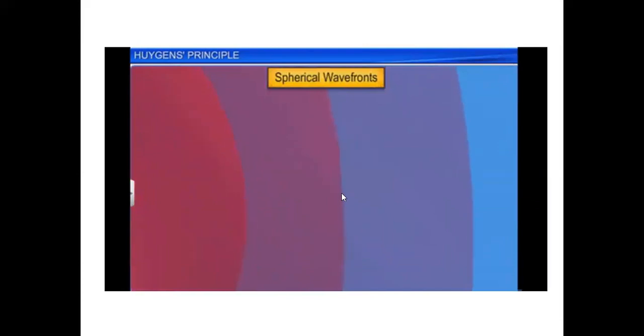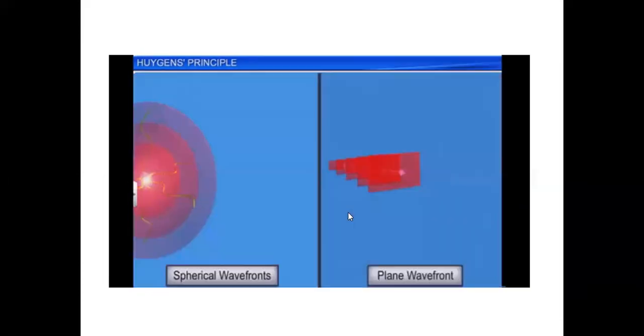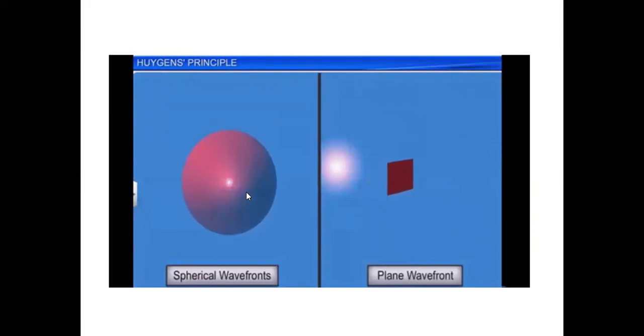So the sphere keeps on growing, and as the sphere grows, as it becomes larger and larger, at a particular point you will find that the wavefront is almost plane. That is what you call a plane wavefront. So as the spherical wavefront grows larger and larger, at one particular point you can find that the surface is almost plane because the sphere is so large. So when the source is at infinity, the wavefront becomes almost plane.